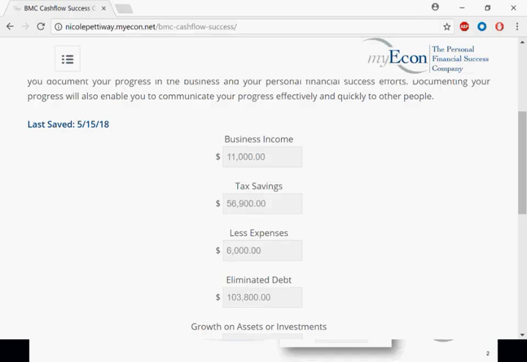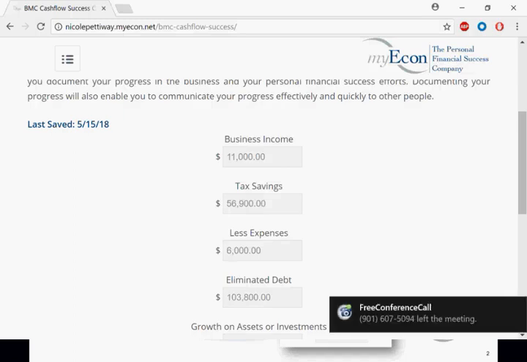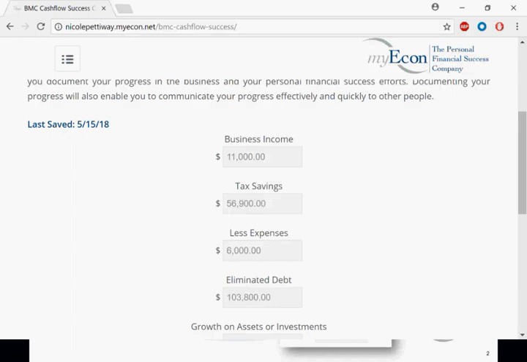So the first one is business income. How much money are you making in the business? Pretty easy to calculate, looking at your commission history. But the important part to understand is this is cumulative, which means this is what you add year over year over year. So you're going to continue to update and add to this cash flow success tool year over year. It's not just what you've done for the given year, because we want to be able to show how myEcon has benefited you since you've been in the business. So this is intended to be a tool that you update with some level of regularity. I personally like to go in roughly once a quarter to update my cash flow success tool.